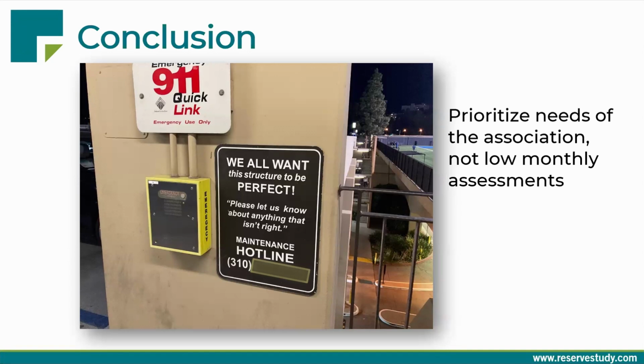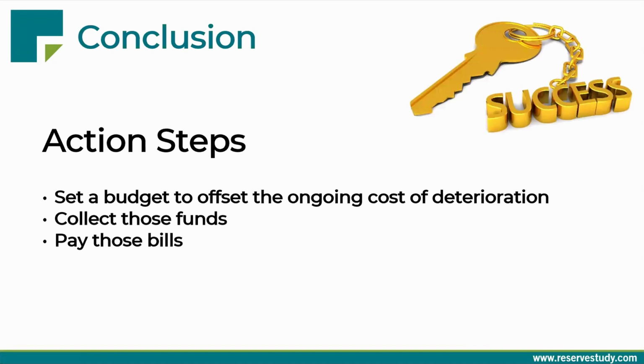So think about it. What's your objective at your association? Are you prioritizing low monthly assessments? That, folks, is a destructive goal. So prioritize taking care of the property, because doing so is going to reap great rewards with respect to property values. So your action steps: set a budget to offset the ongoing cost of deterioration. Collect those funds, and then with those funds, pay the bills in a timely manner. That's going to have you have an association that looks sharp after 20, 30, 40, 50 years.